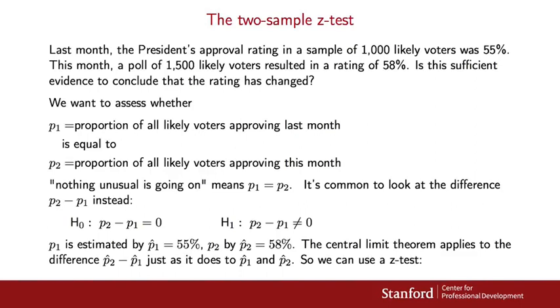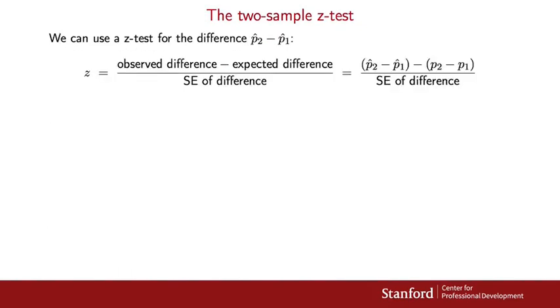So now the key point is that the central limit theorem applies to the difference just as well as it does to the individual estimates. So that suggests that we can use a z-test. So remember, for the z-test, we look at the difference of observed minus expected divided by the standard error. And in this case, we would simply look at the observed difference and the expected difference and divide by the standard error of the difference. So we know what the observed difference is. That's just the difference of the percentages. And we can also figure out what the expected difference is, because under the null hypothesis, these two are the same, so the difference is 0.